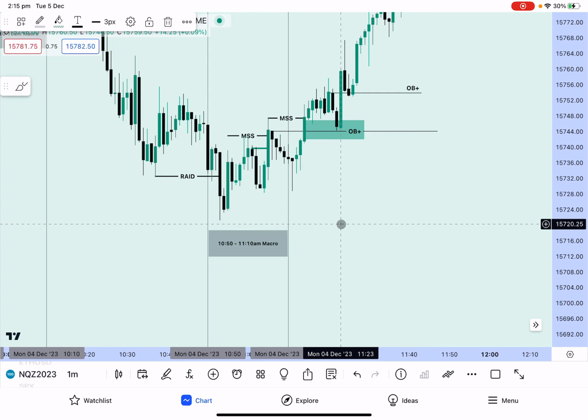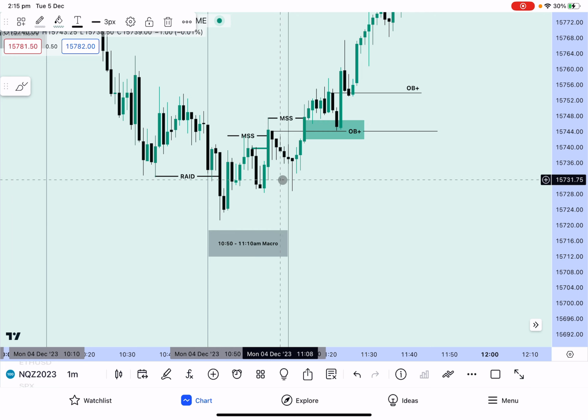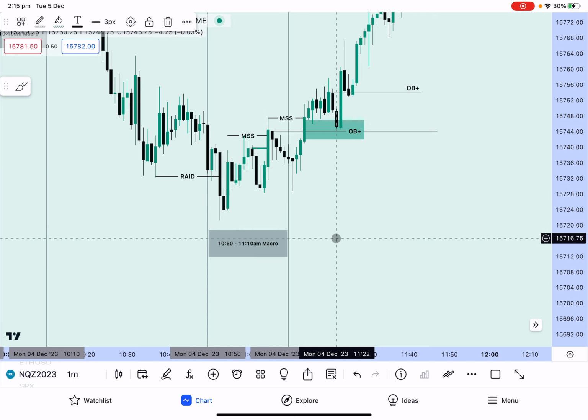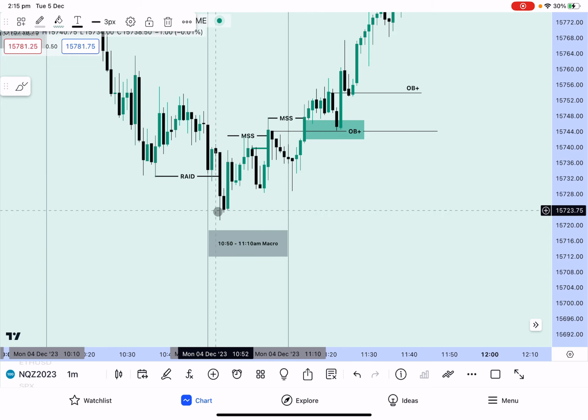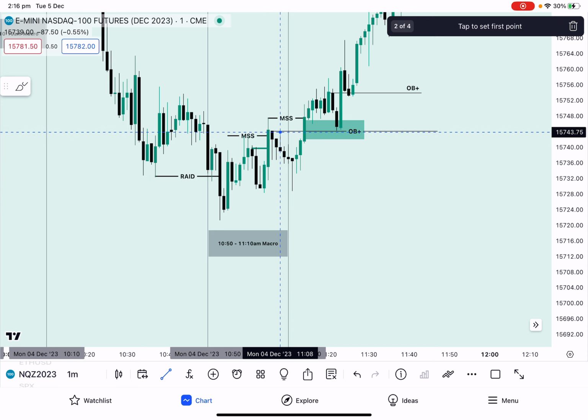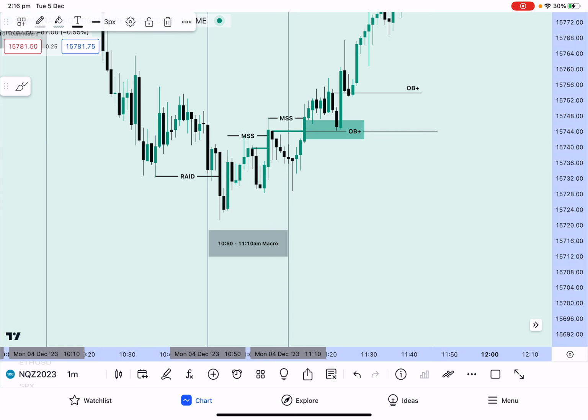Two market structure shifts. We're forming higher lows, so price doesn't really want to go down as of yet. And we're nearing the end of the silver bullet. So we're looking now for a setup in this macro period. And notice how once you get the change in the state of delivery once here, and we'll do another one here too, twice there, two market structure shifts.